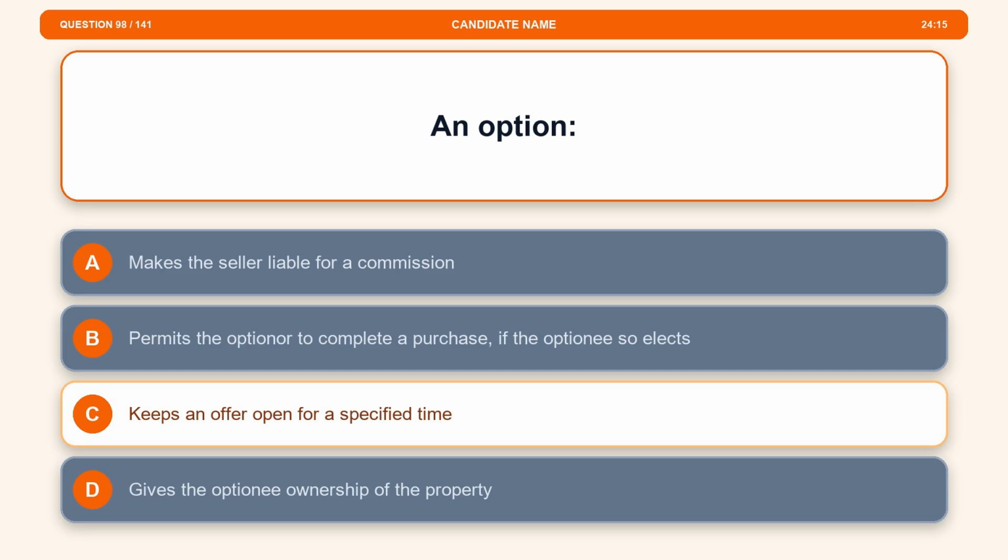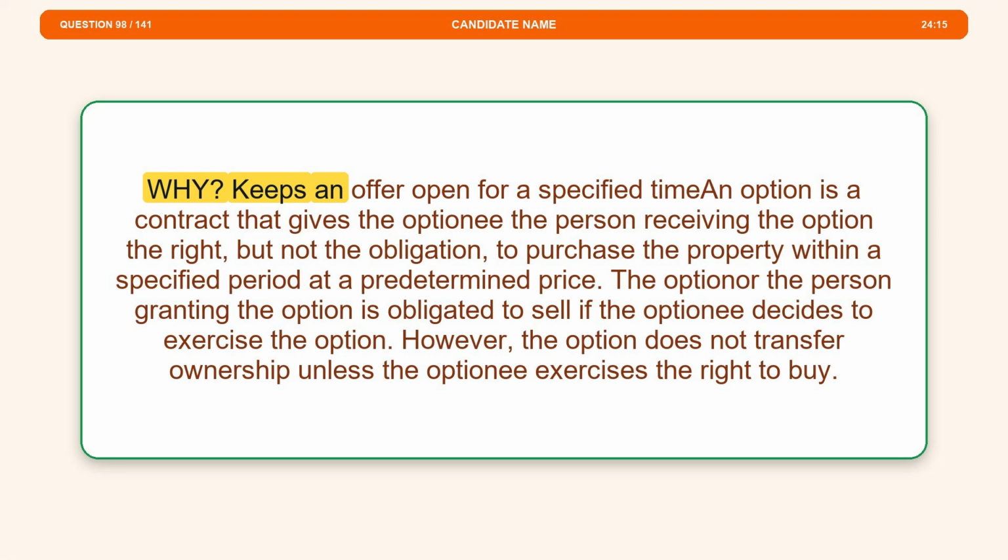The correct answer is option C. Keeps an offer open for a specified time. An option is a contract that gives the optionee, the person receiving the option, the right, but not the obligation, to purchase the property within a specified period at a predetermined price. The optioner, the person granting the option, is obligated to sell if the optionee decides to exercise the option. However, the option does not transfer ownership unless the optionee exercises the right to buy.